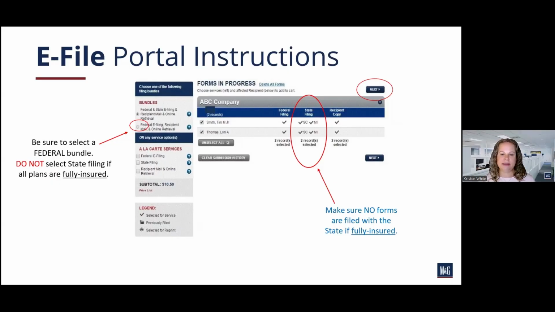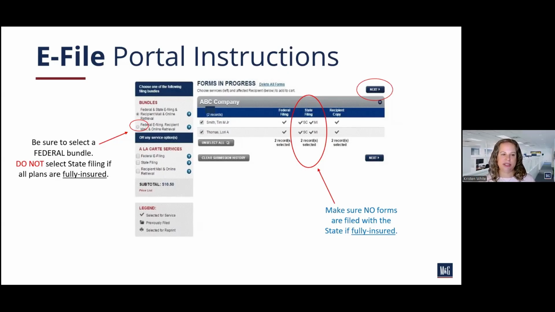This page may default to electing state filing. If all your coverage was fully insured, then be sure to only select a federal option. Even if you do, on the next page, Navigator may ask again about state filing. So if you get that, you can click no.